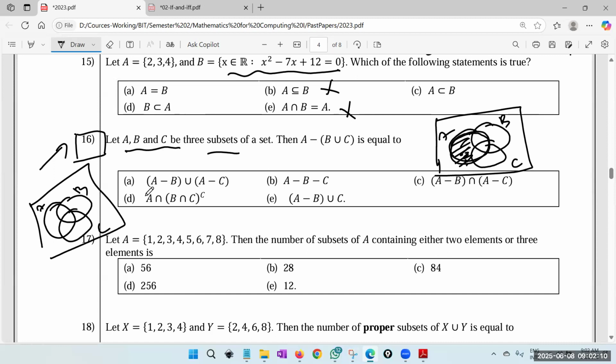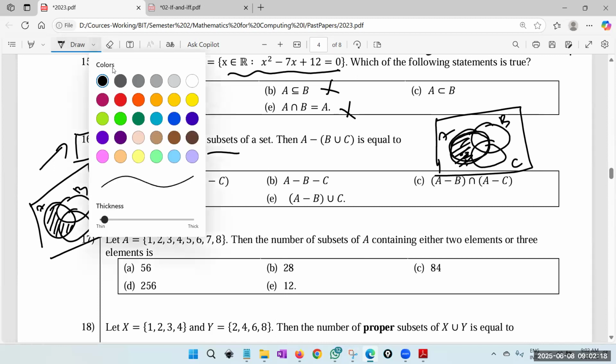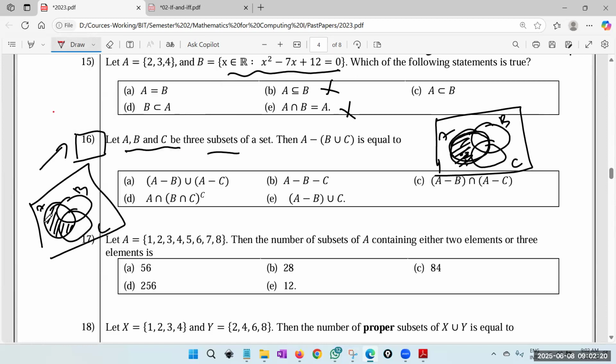Belong to A and not belong to B. That is this. Union belong to A and not belong to C. Belong to A but not belong to C. That is this. And we take the union. When you take the union, you get something like this. But that is not this. So this is not the answer.